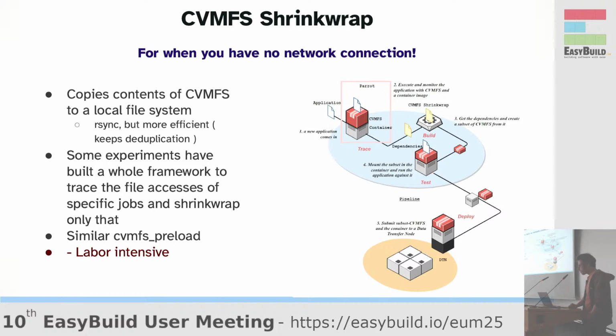And some experiments have a very sophisticated framework where they run a test job, trace just the files that this test job is accessing, shrink wrap only those, and then ship that to the node. A similar tool is CVM-FS preload that basically does the same thing, but it fills the cache of CVM-FS, so you can still access /cvmfs and all of the files. But you actually have to run CVM-FS then. CVM-FS shrink-wrap just gives you a folder with the content of /cvmfs. The downside here is that this is a lot of work.